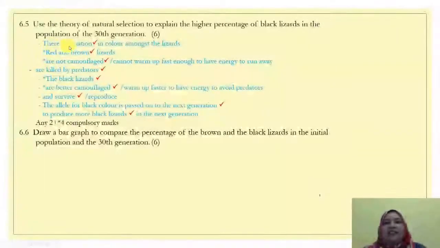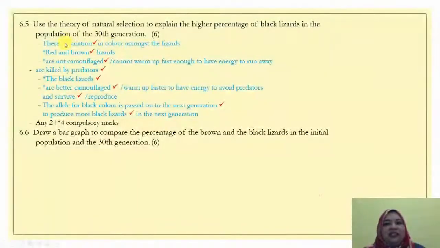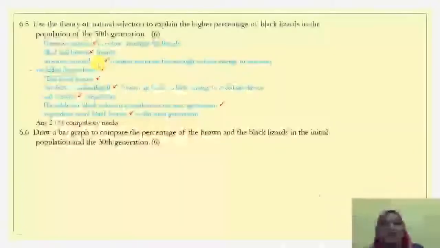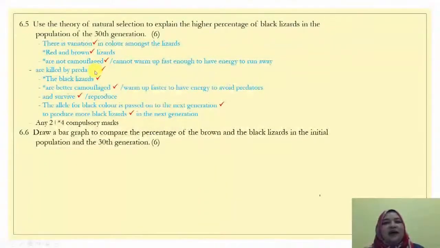So what did I say? There is variation in color amongst the lizards. I'm mentioning that there is variation. So what is the variation? Can you see these asterisks? These are the compulsory marks. So I'm mentioning that they are red and brown lizards, and they do not have the favorable characteristics. They are not camouflaged. So these are my unfavorable characteristics. And I'm saying those with the unfavorable characteristics are killed by predators.